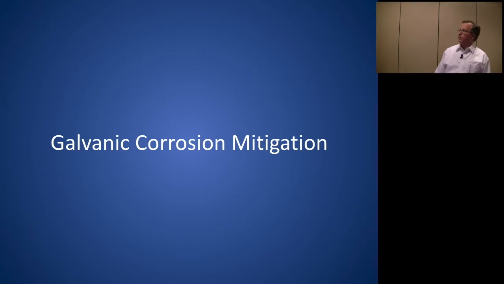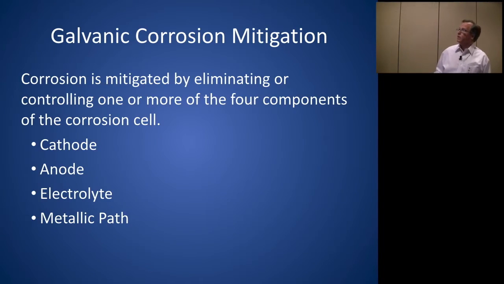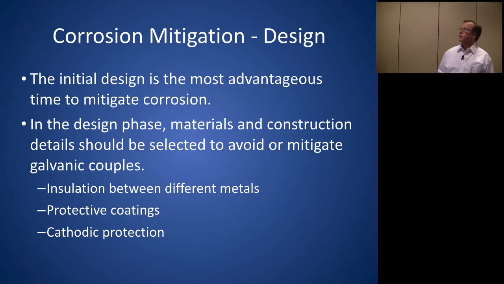Okay, how do we stop it, the bad corrosion? How do we mitigate that? Okay, we have these elements of our corrosion cell. We take away any one of those and the corrosion will stop. We no longer have an electrical circuit to allow corrosion to happen. How can we do that?